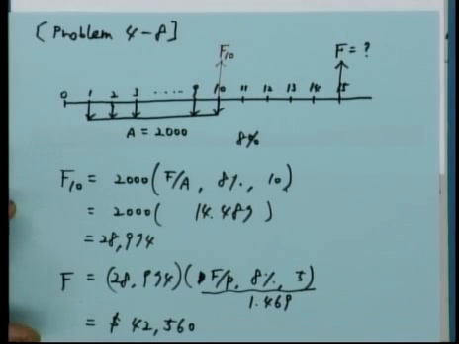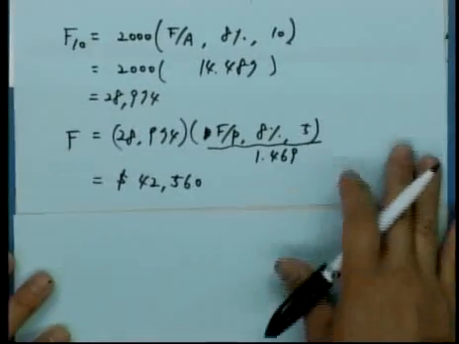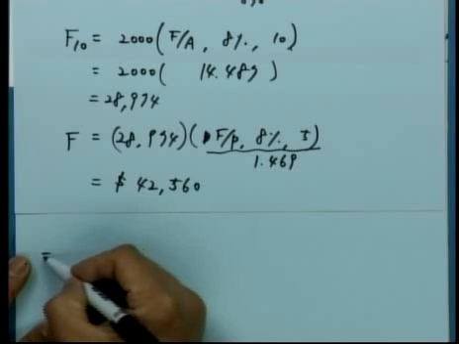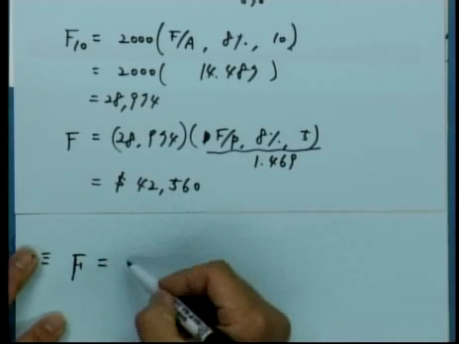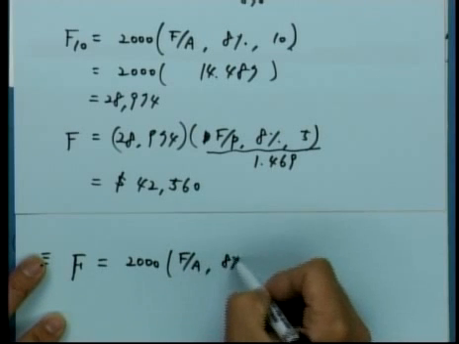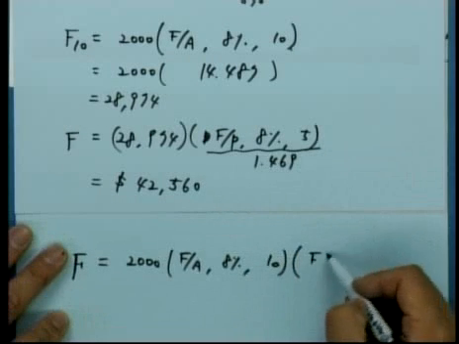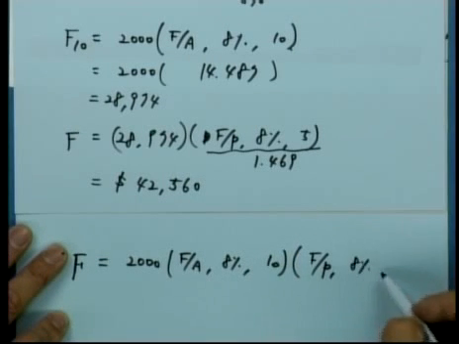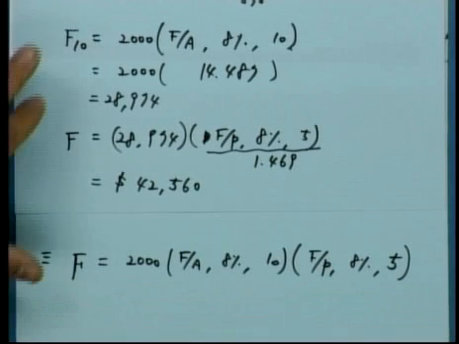Of course, again, these two steps can be combined into a single procedure, which is the same as f equals 2,000 times f given a, 8% over 10 periods, times this f given p, 8% over 5 periods, right? Which is exactly the same as this.